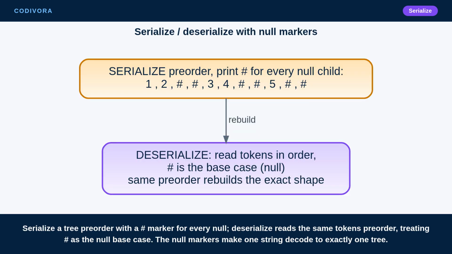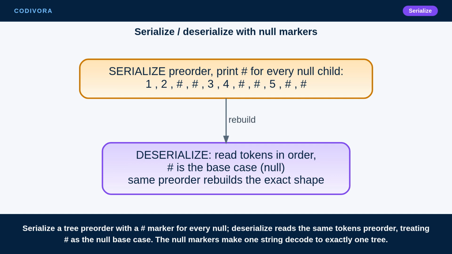Serialize and deserialize is the senior follow-up, and null markers are the trick. Walk the tree preorder and print the value, but print a hash for every missing child. Our tree becomes 1, 2, hash, hash, 3, 4, hash, hash, 5, hash, hash. Without those hashes, a sequence is ambiguous. Many trees share a preorder. With them, the structure is fully pinned.